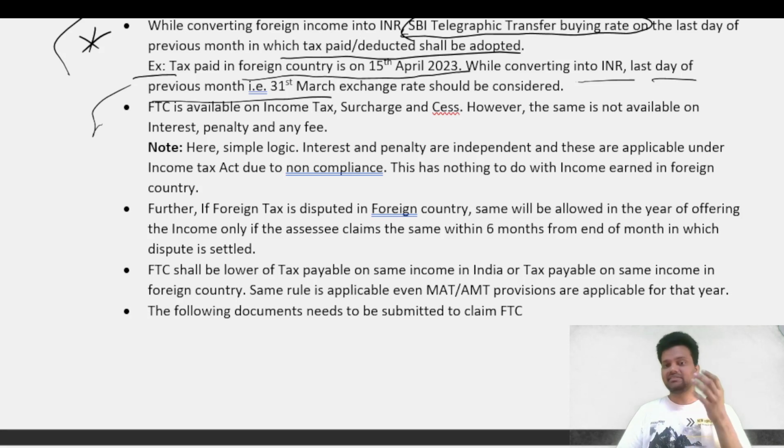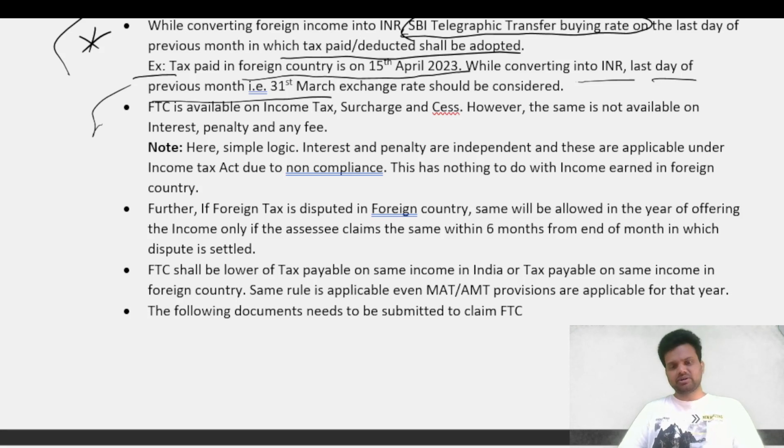And at the same time, he is having an FTC credit of 10,000 rupees. Can he set off this FTC credit of 10,000 against the penalty of 10,000 or interest of 10,000? The answer is no. FTC credit shall not be allowed on any interest or penalty amounts for non-compliance. That is all about this point number three.